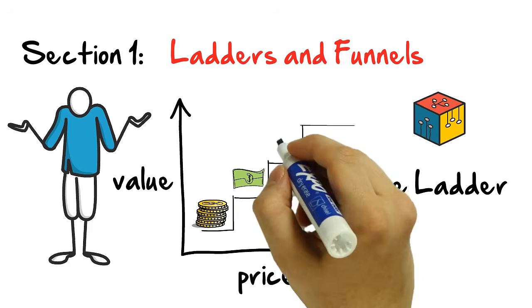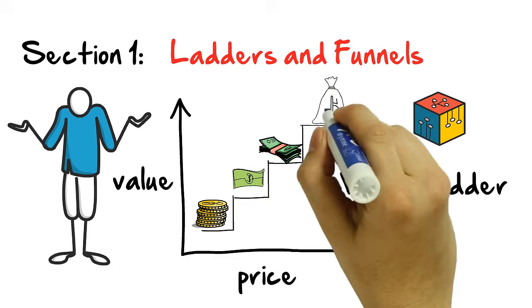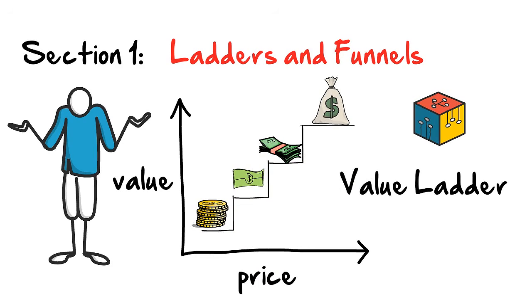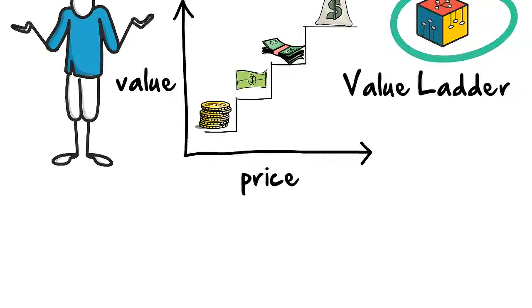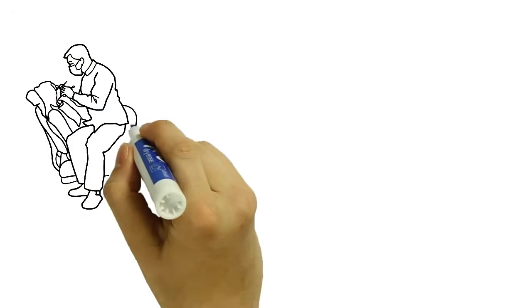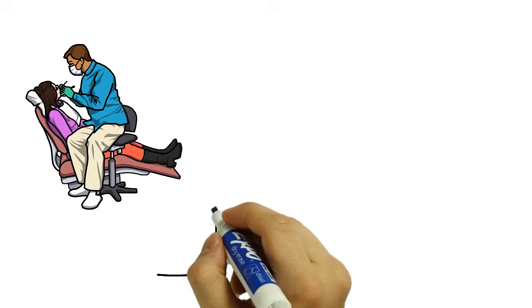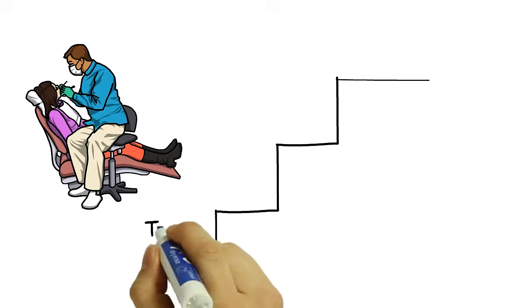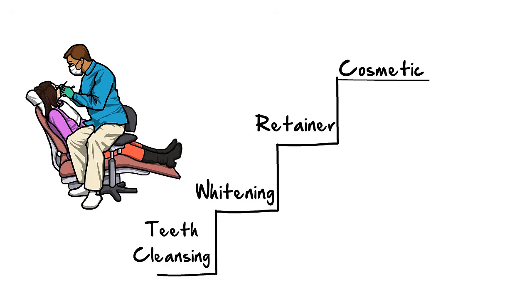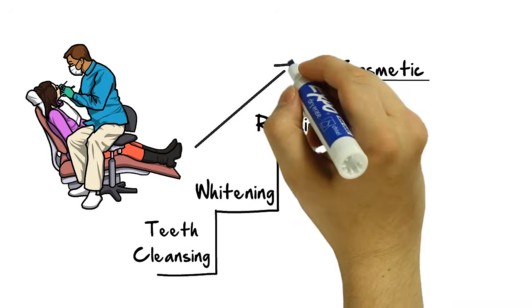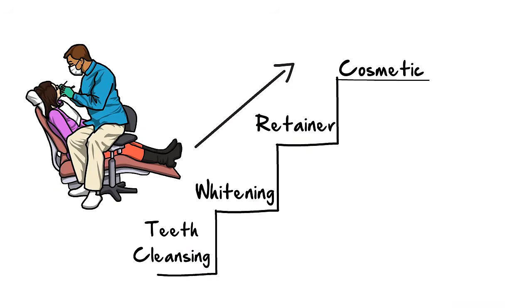Then once you demonstrate the value you can actually provide, you'll get a certain percentage of buyers climbing up your ladder to purchase your more expensive but more value-packed products. For example, a value ladder for a dental practitioner would look something like this: teeth cleaning, whitening, retainer, cosmetic. Those 4 steps in this particular value ladder are examples of what a dentist can use.